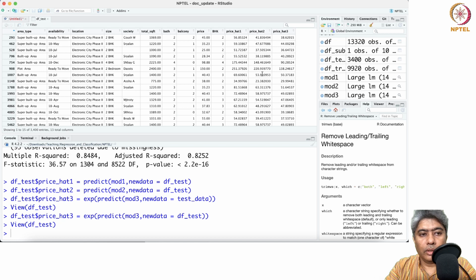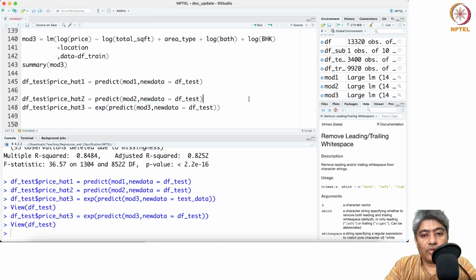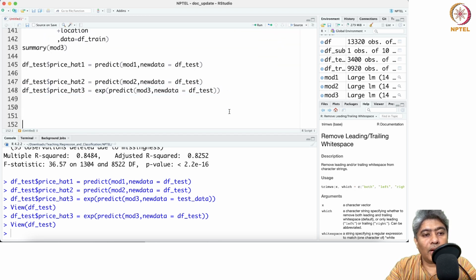All right, now if you look into this particular case, the price is 150. Price hat, the first model predicted 251, second model predicted 220, and third model predicted 138. So from this one case, it looks like the third model has done a good job, but we have to first compute the root mean square error.